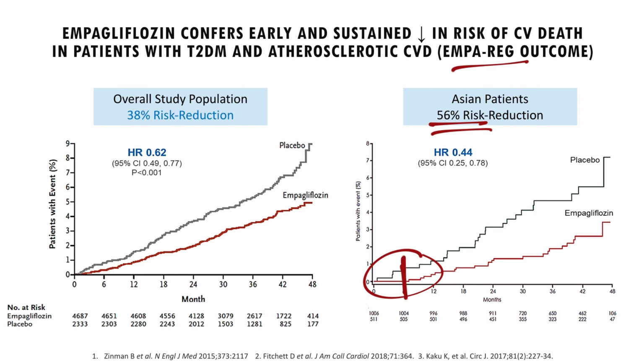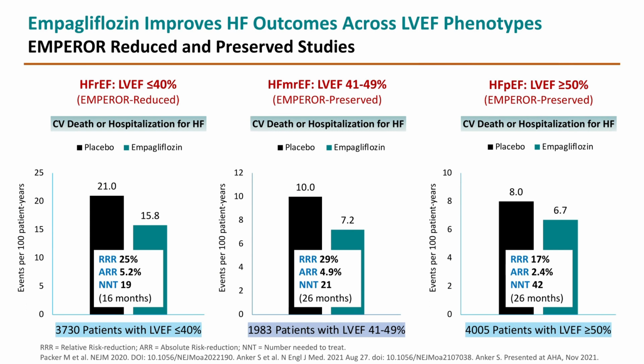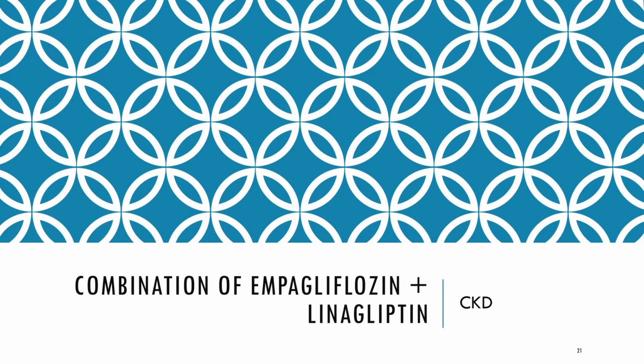That is within 6 months of giving, right? They typically separate. Also remember, empagliflozin is helpful in various phenotypes of heart failure. So you can give it in heart failure with reduced ejection fraction, with mid-range ejection fraction, and those with normal or preserved ejection fraction also. So in all these cases you can give empagliflozin. It can be used in a broad spectrum in terms of this, right?